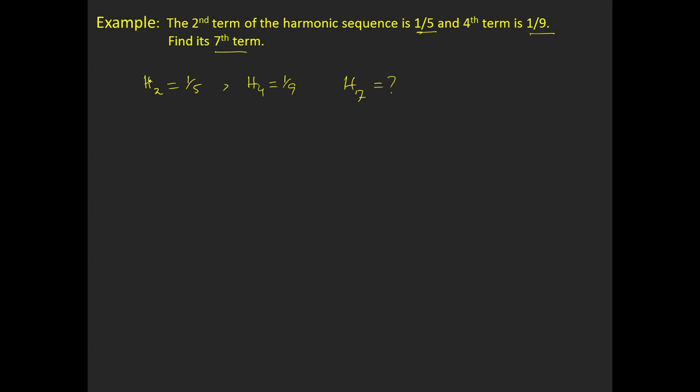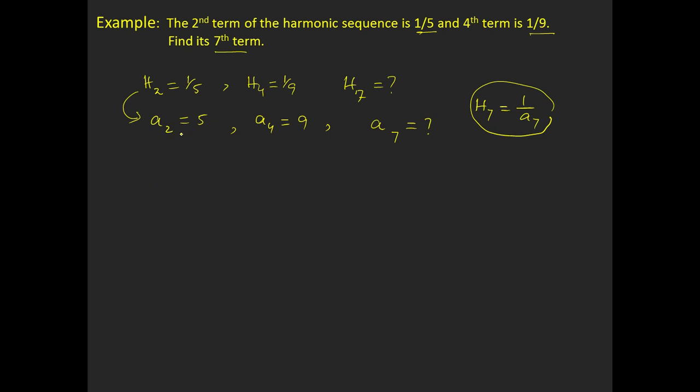So we are taking the corresponding arithmetic terms, that is A2. A2 will be the reciprocal of this thing, that is 5. And A4 will be 9, the reciprocal of H4. And we will find A7. When we find A7, then we will find H7 by 1 divided by A7 at the end, and we will get the answer.